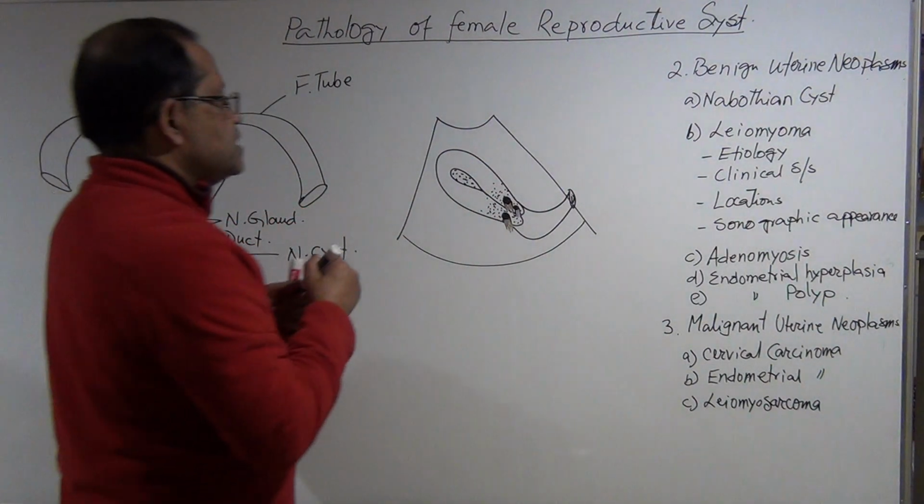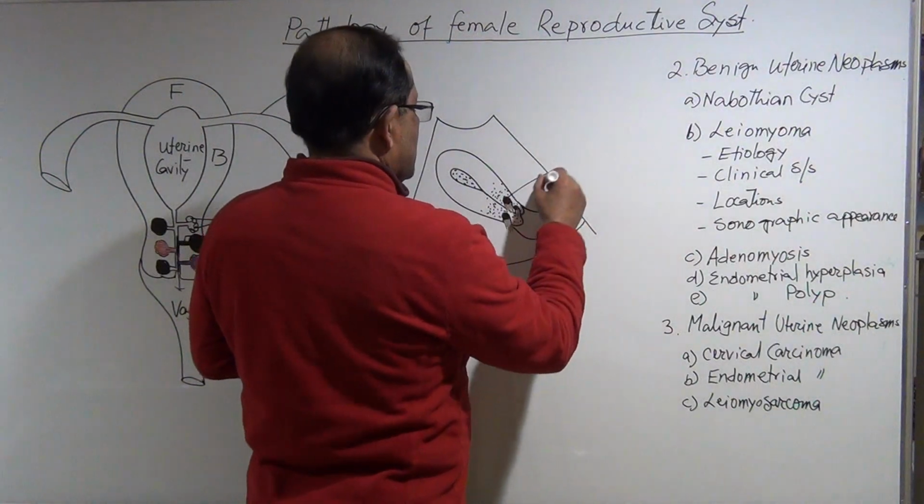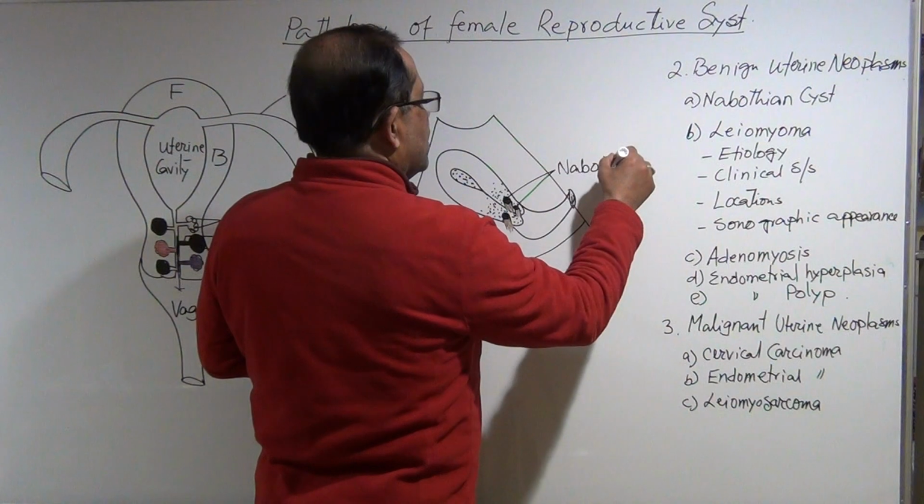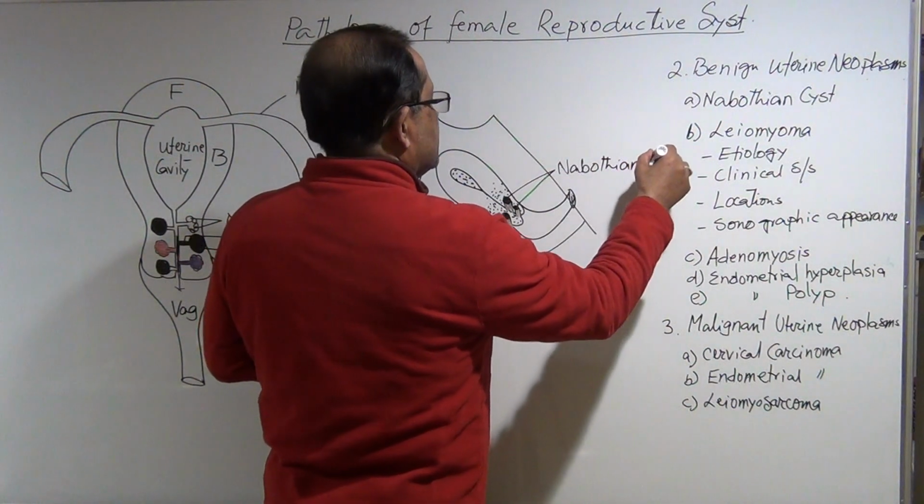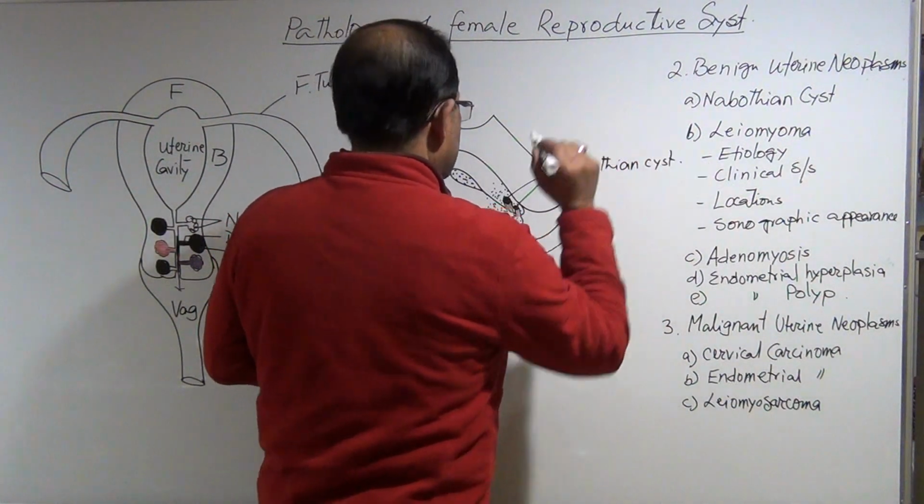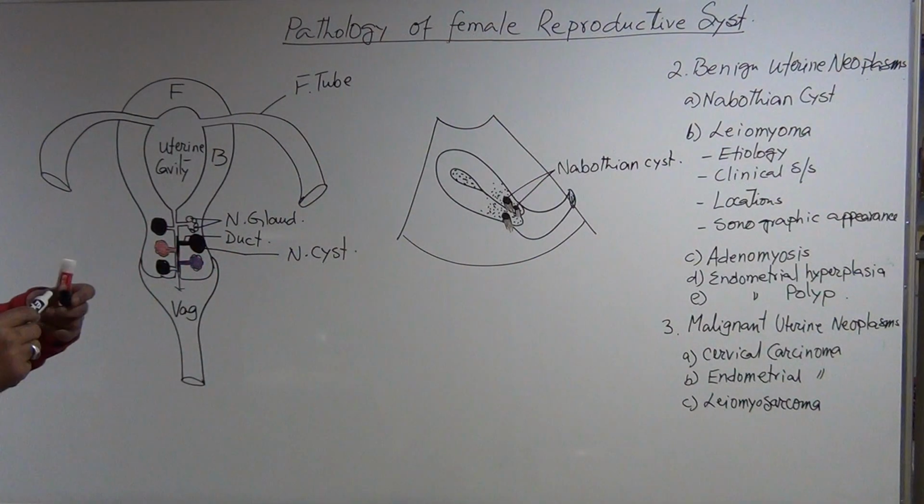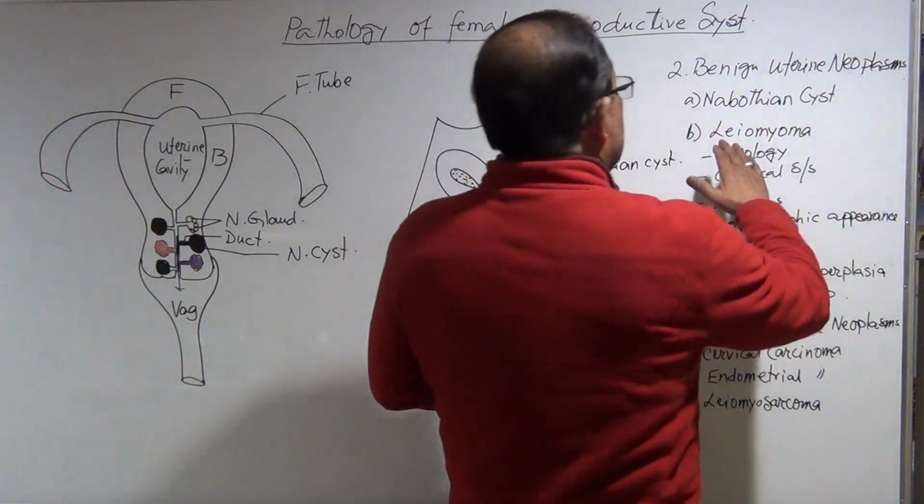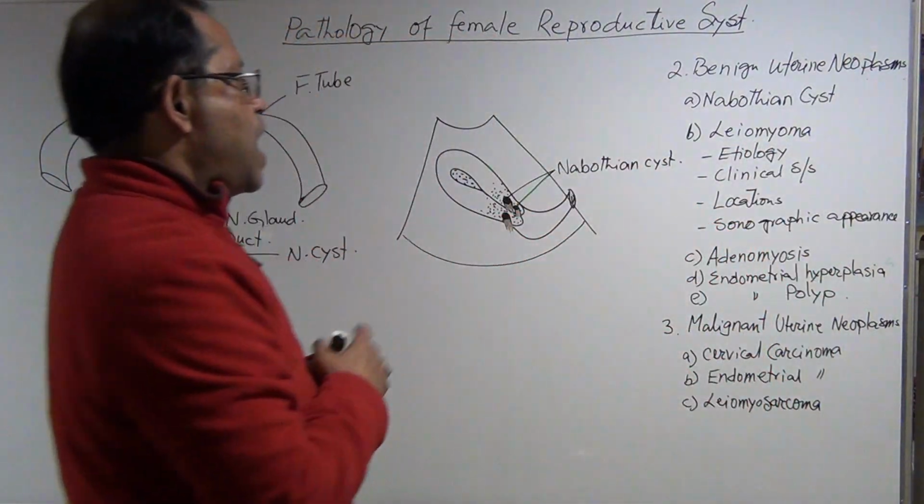Okay, so this is Nabothian cyst. Okay, so that's all for the Nabothian. Now I will talk about the leiomyoma.